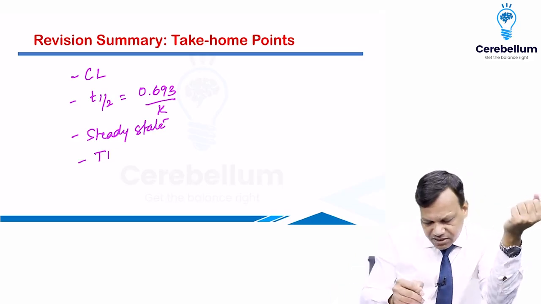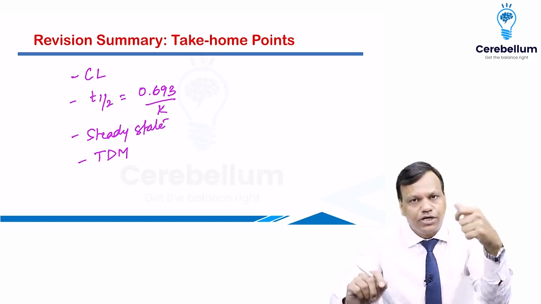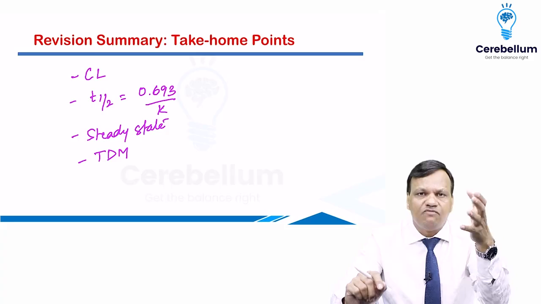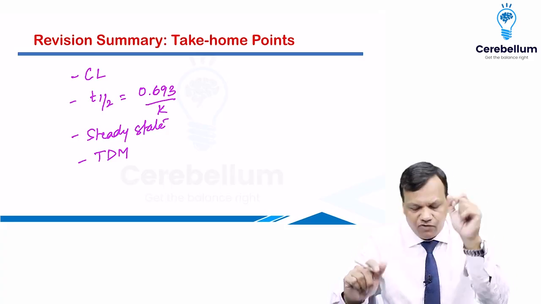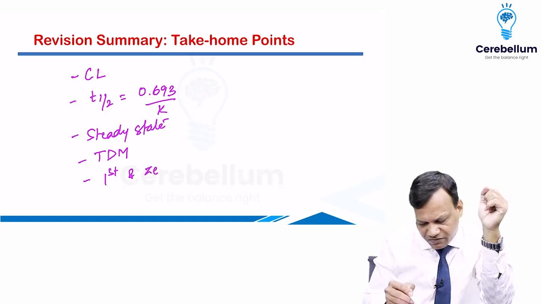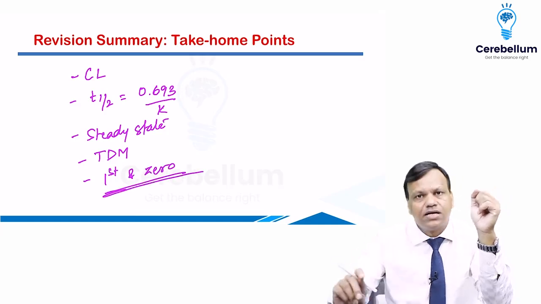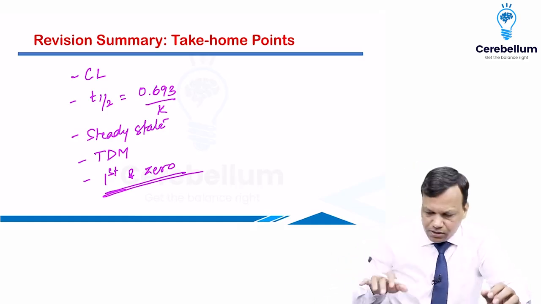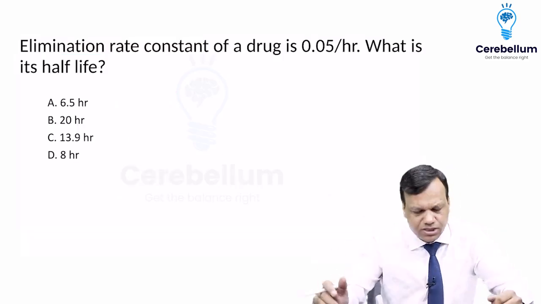And then we discussed the concept of therapeutic drug monitoring. You need to know when we will do TDM, which drugs have a narrow therapeutic index, and when we will not do TDM. That we have already discussed. And lastly, you need to know the basic differences between first and zero order kinetics, and particularly the drugs following zero order kinetics.